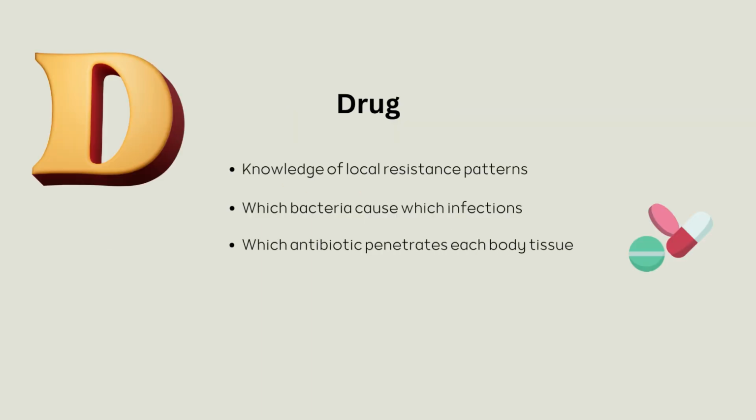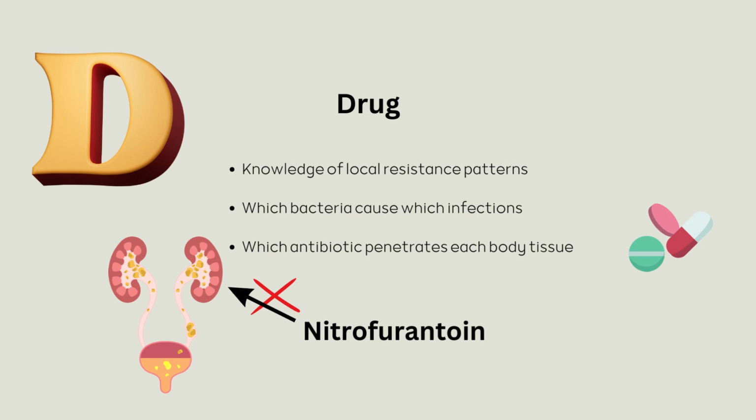We also have to consider the ability of antibiotics in tissue penetration. Nitrofurantoin, for instance, is a recommended drug for treating urinary tract infections, but its penetration to the kidney is very poor and makes it less suitable for treating upper urinary tract infections. However, it remains a drug of choice for lower urinary tract infections like cystitis.